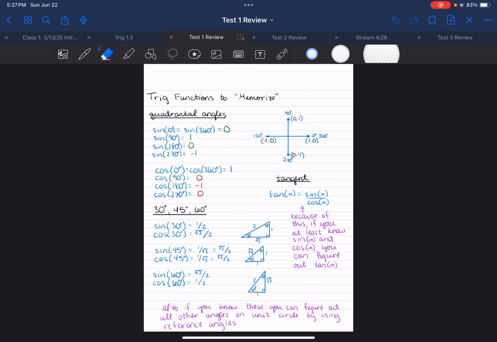Next is your angles and functions that you're responsible for knowing. So this is sine and cosine at 0, 90, 180, 270, and 360. Also, you'll need to know sine and cosine at 30, 45, and 60. I really just put sine and cosine on here because if you know sine and cosine, you can figure out any other one, right? Because tangent is sine over cosine. So as long as I know those, I can figure out tangent.